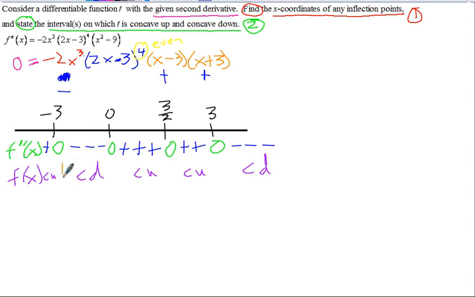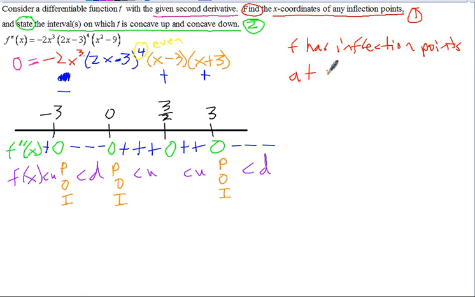At negative 3, it is a point of inflection because the graph switches concavity. So is 0, the graph switches concavity. 3/2 is not because it stays concave up, and 3 is also a point of inflection, it switches from concave up to concave down. So we can say f has inflection points at x equals negative 3, x equals 0, and x equals 3.